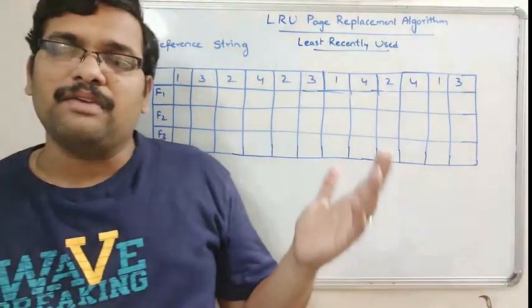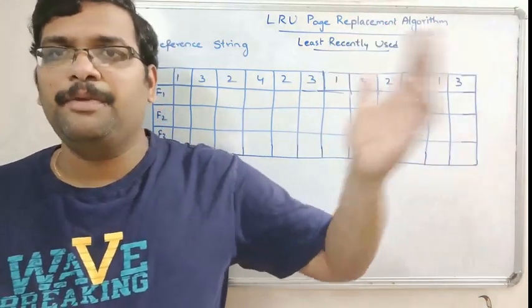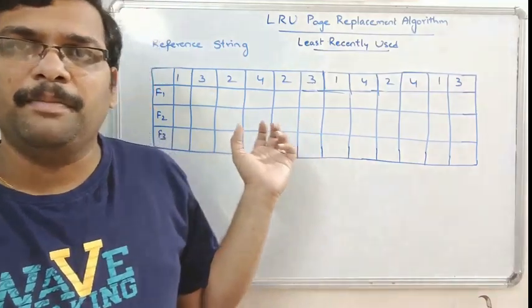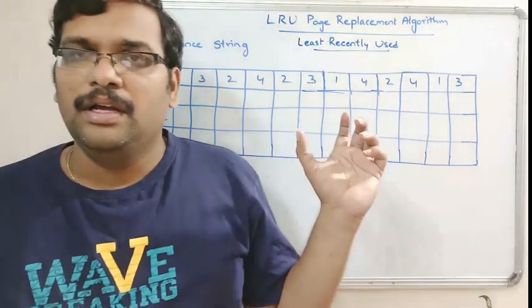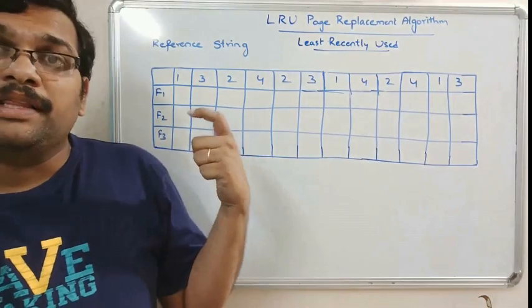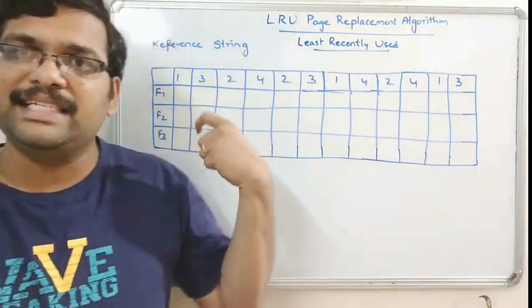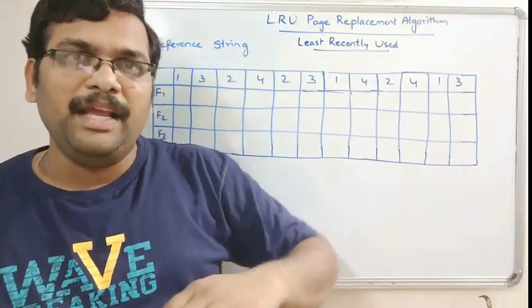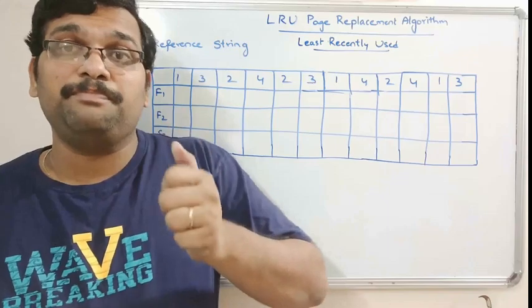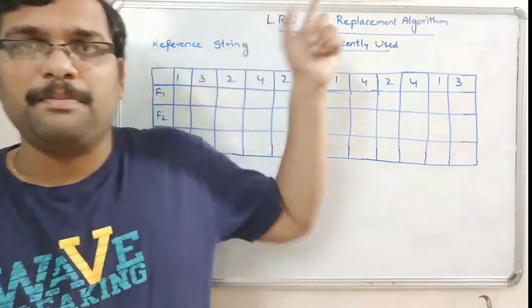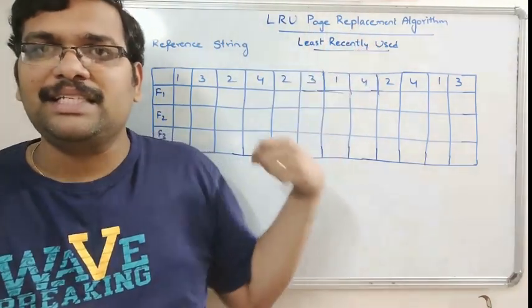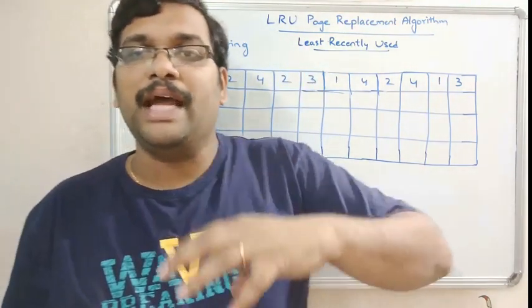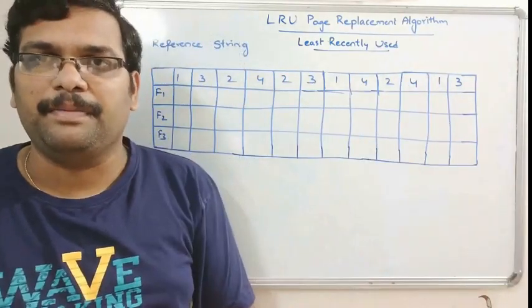So while loading the required page from the secondary memory to the main memory, we'll find whether the memory is full with pages or not. If the memory is full, then we have to replace an existing page in the main memory with the required page. That means the question is which page should be replaced. That depends upon these algorithms. So in this algorithm, whichever page is least recently used will be replaced with the required page.